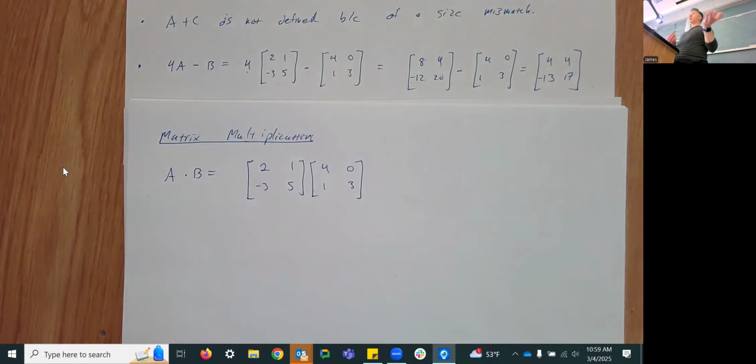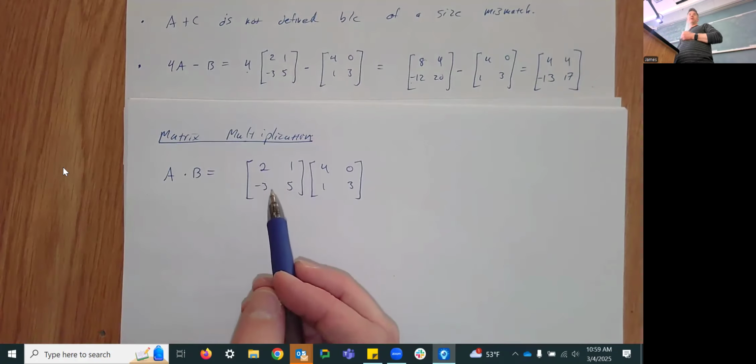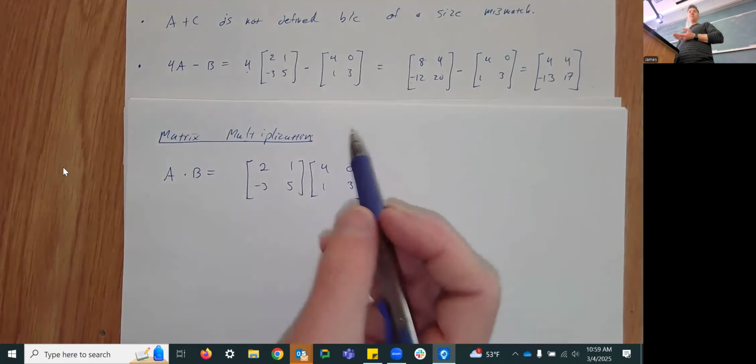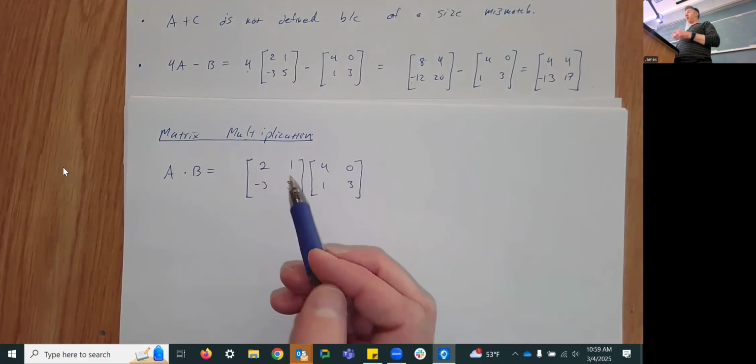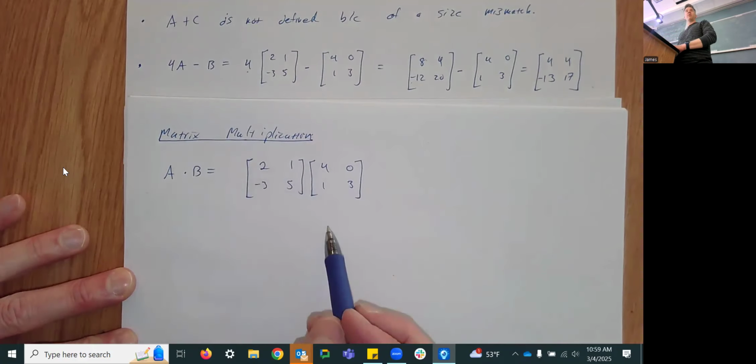I know we said it in class, but we'll say it again here. When you multiply matrices together, you're always going to take rows of the first matrix, the left matrix, and columns of the right matrix, and you're going to take their dot product. So it's kind of like you're imagining each row of the matrix is a vector, and each column of this matrix is a vector, and you're going to do the dot product of this vector with that vector.